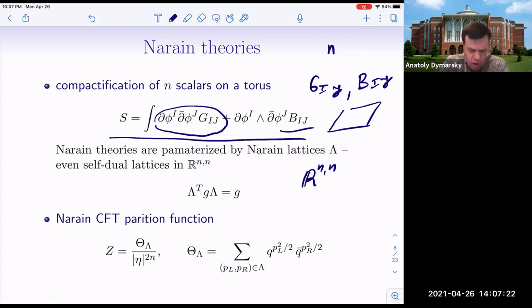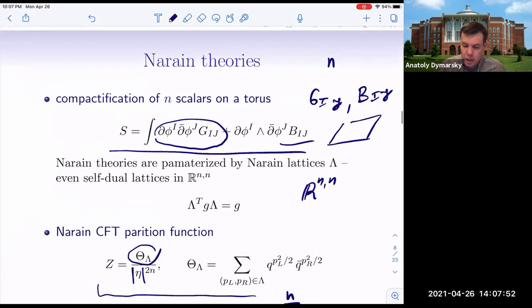And then for the Narain lattice, you can define the CFT partition function, which is simply theta function of a lattice divided by Dedekind eta function to the power 2n, but here you have a modulus. So there is no problem with the anomaly. For any n, doesn't have to be divisible by 8, doesn't have to be divisible by 24. For any n, you have modular invariant partition function. So this was sort of a very quick reminder what Narain theories are.